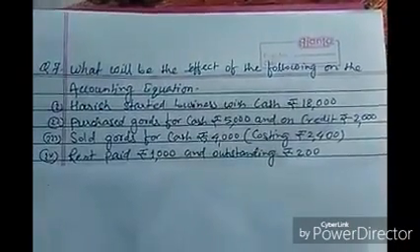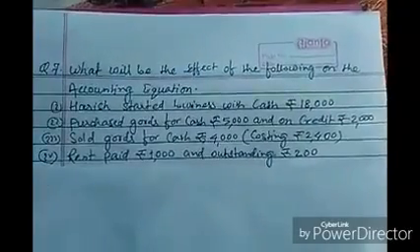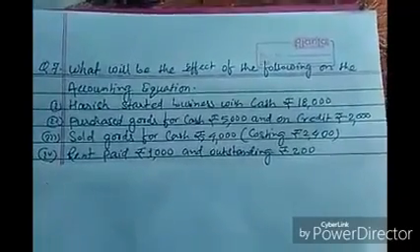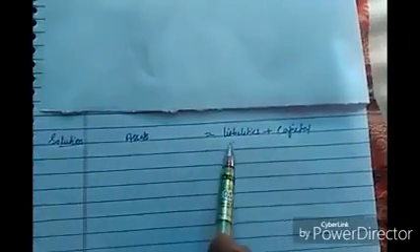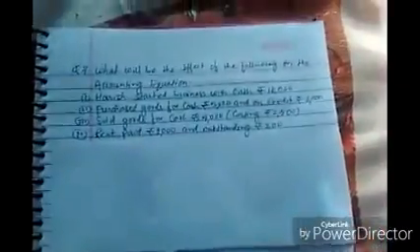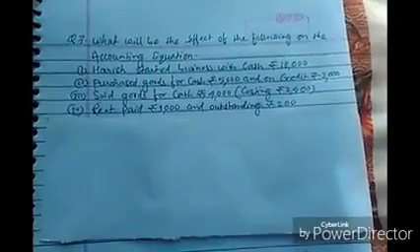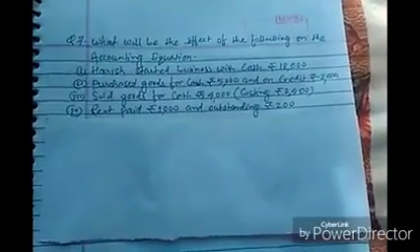See the another example. What will be the effect of the following on the accounting equation? So here I write the solution. Asset is equal to liability plus capital. See the first transaction. Harish started business with cash rupees 18,000. So right here cash 18,000, that means cash will be increased. At the same time on the liability side, the capital will also increase by 18,000.